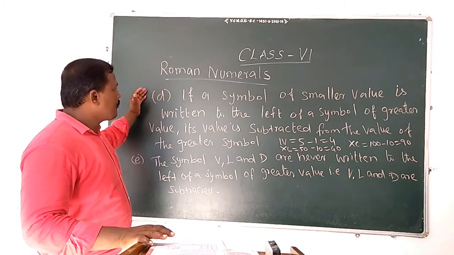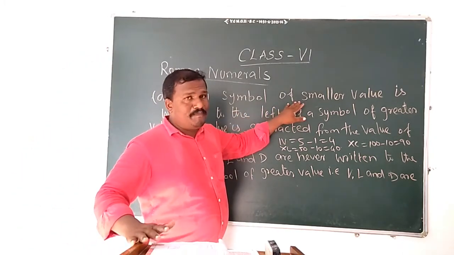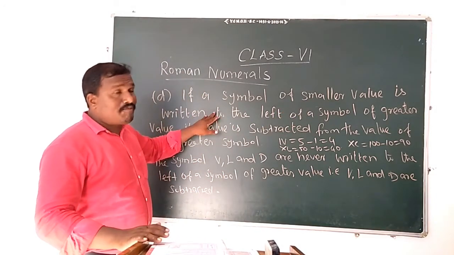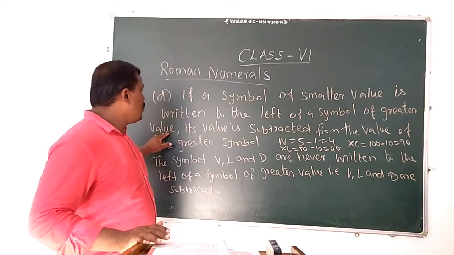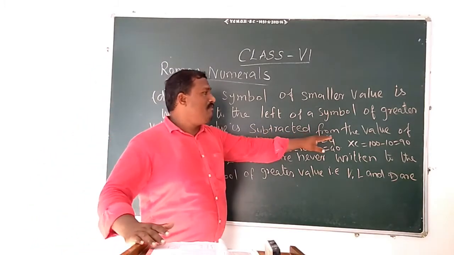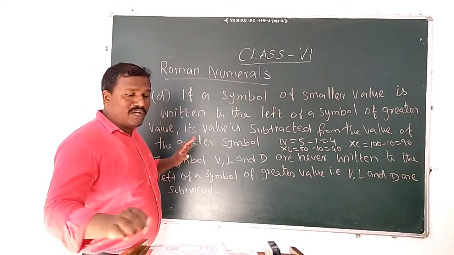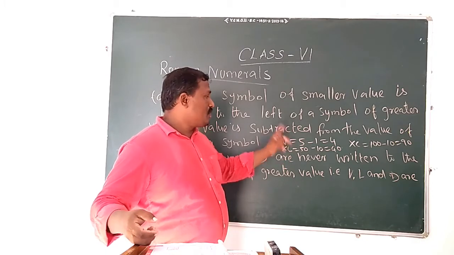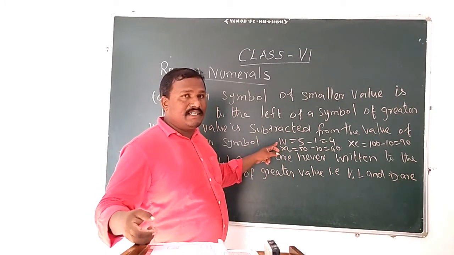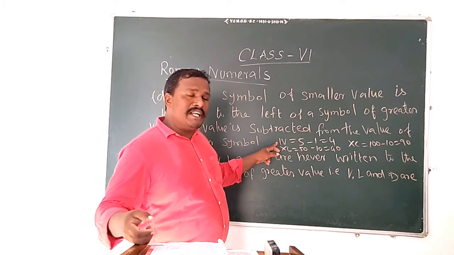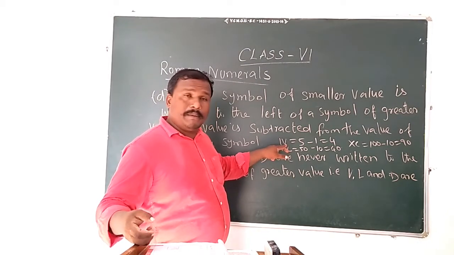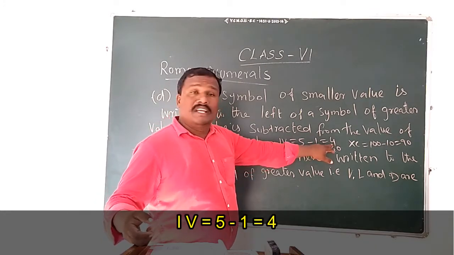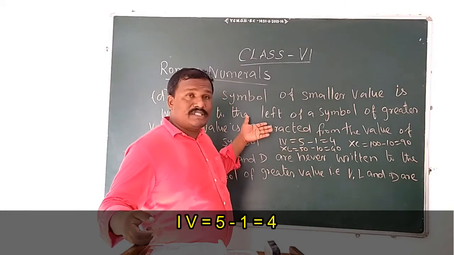The fourth rule: if a symbol of smaller value is written to the left of a symbol of greater value, its value is subtracted from the value of the greater symbol. What does it mean? Example, V is the greater symbol, so on the left side I write the smaller symbol I. If you write like this, it's subtracted. V is a value of 5, I is a value of 1. So 5 minus 1, we get 4. That's the fourth rule.